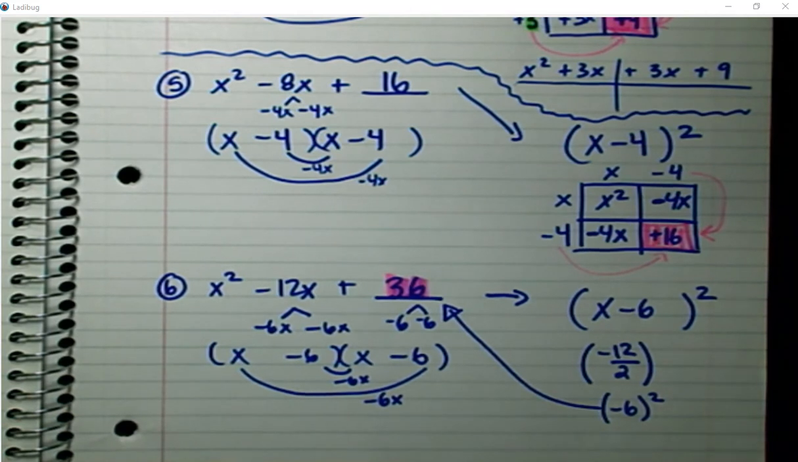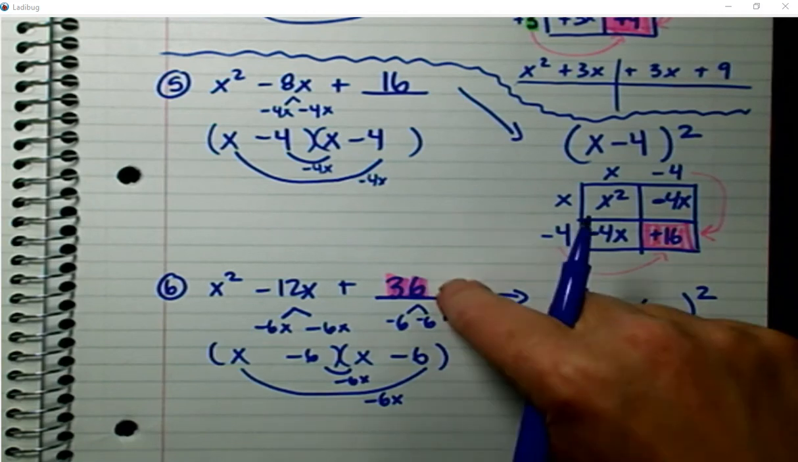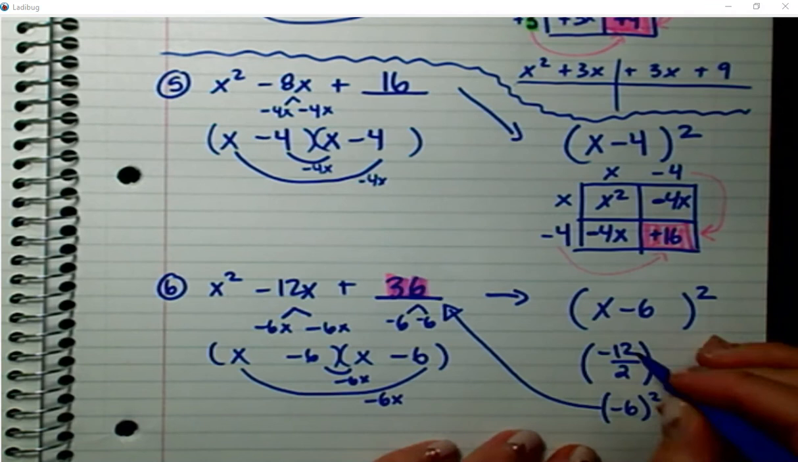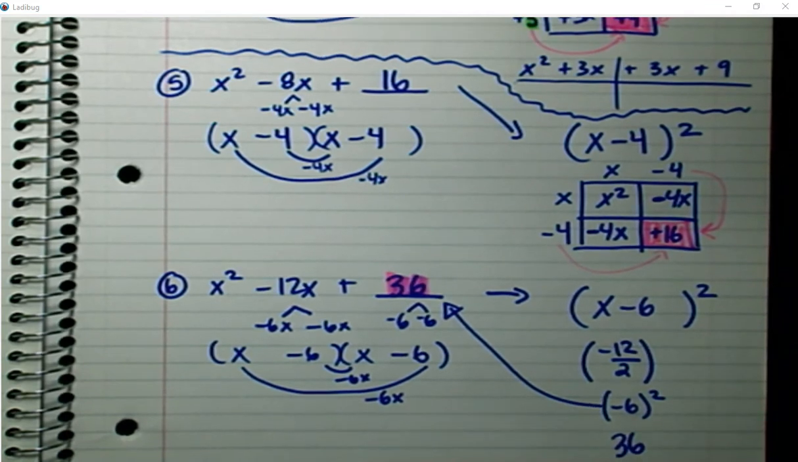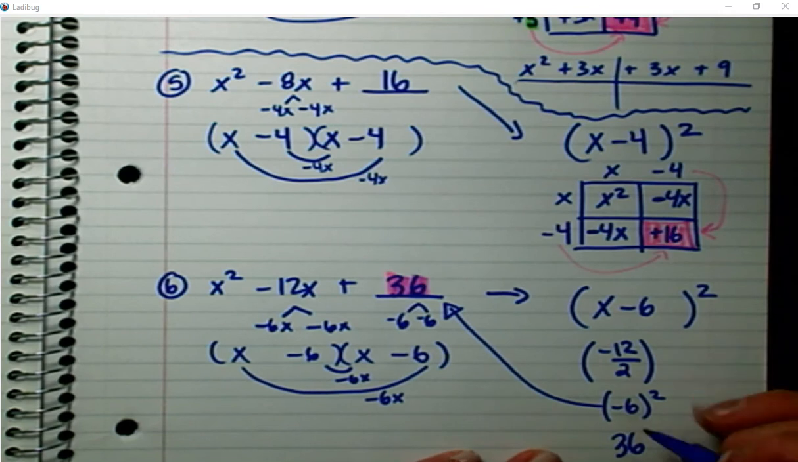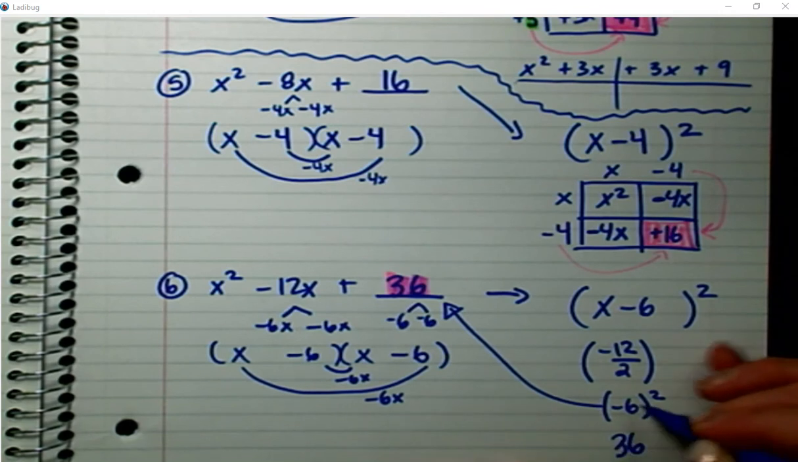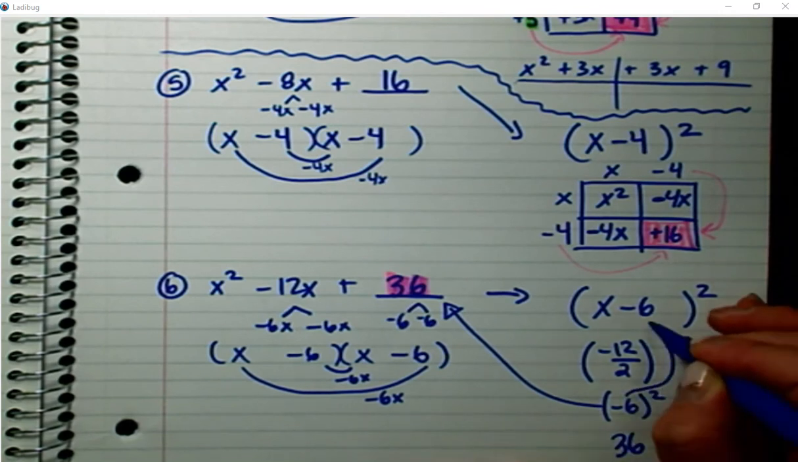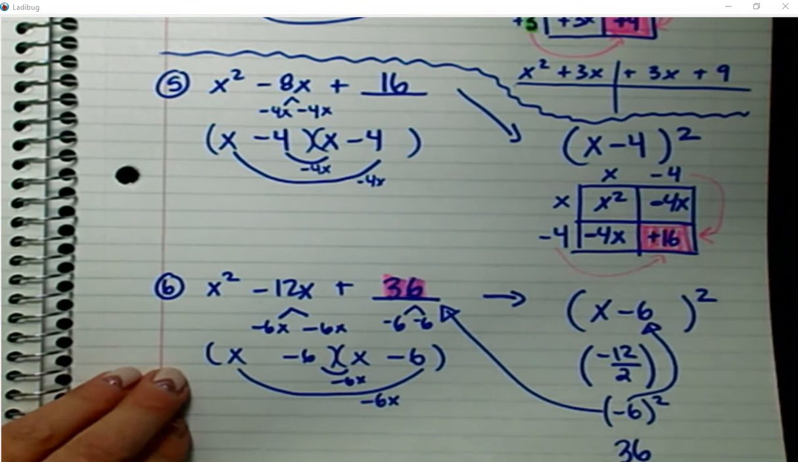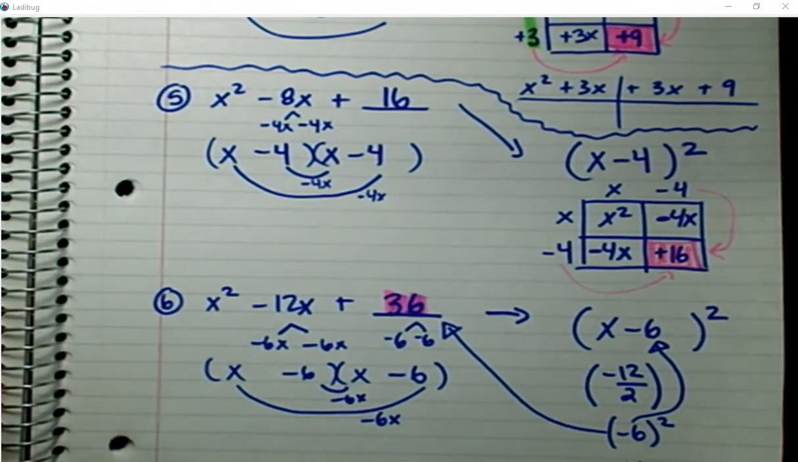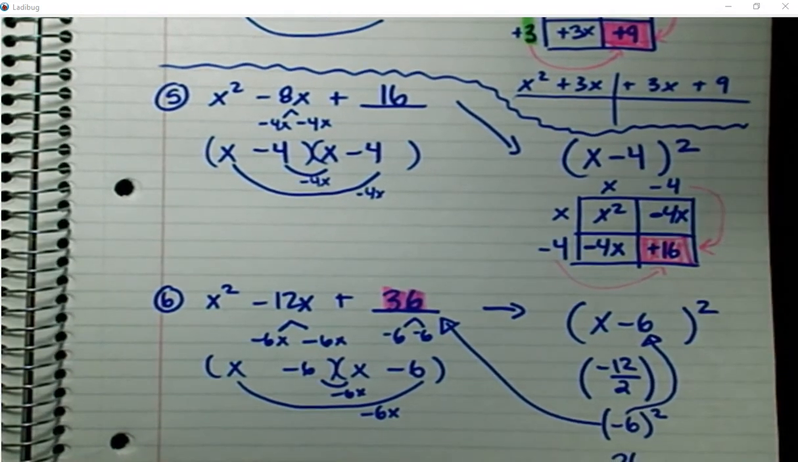Why do I half it? Because I have to split it evenly. Why do I square it? Because that's how I get the last term. Half it, square it. Okay, so notice, the 6 is what goes here. The 36 is what goes there. All right, I'm going to show you a little bit of arithmetic, and then I'm going to let you work for a little while.